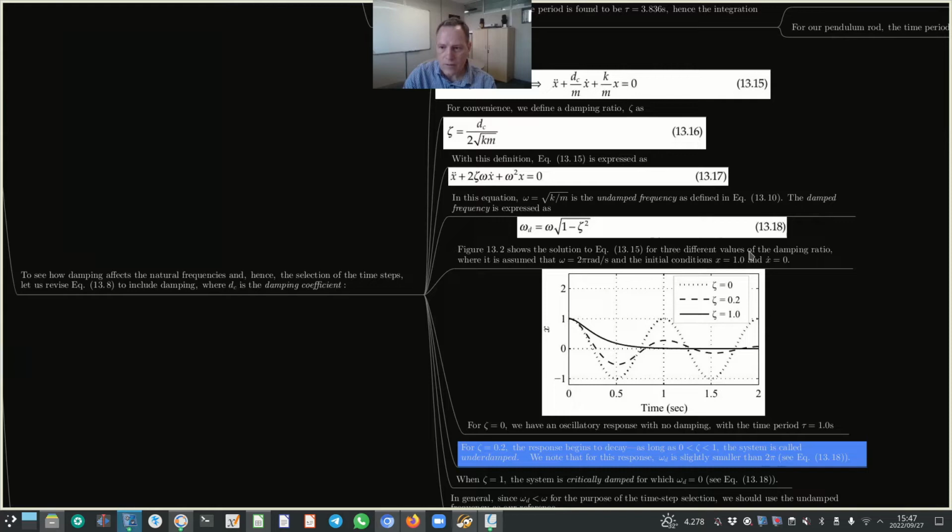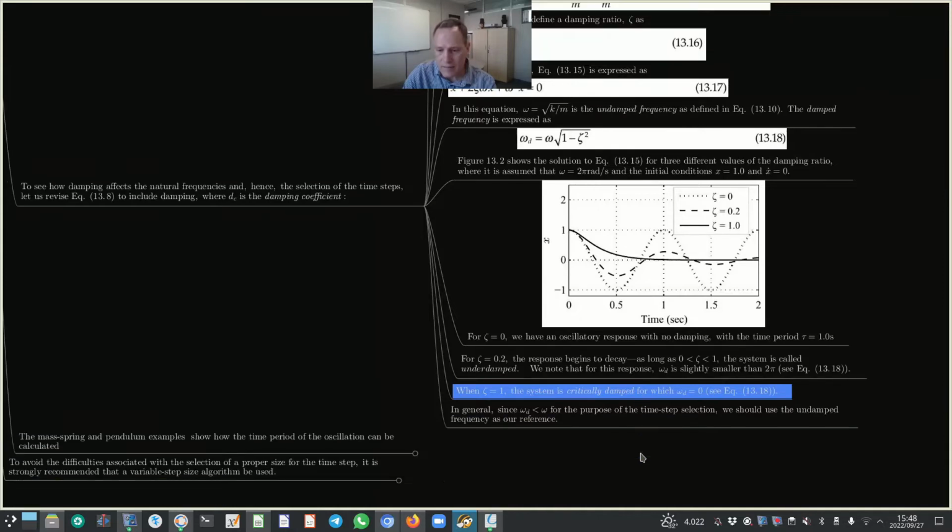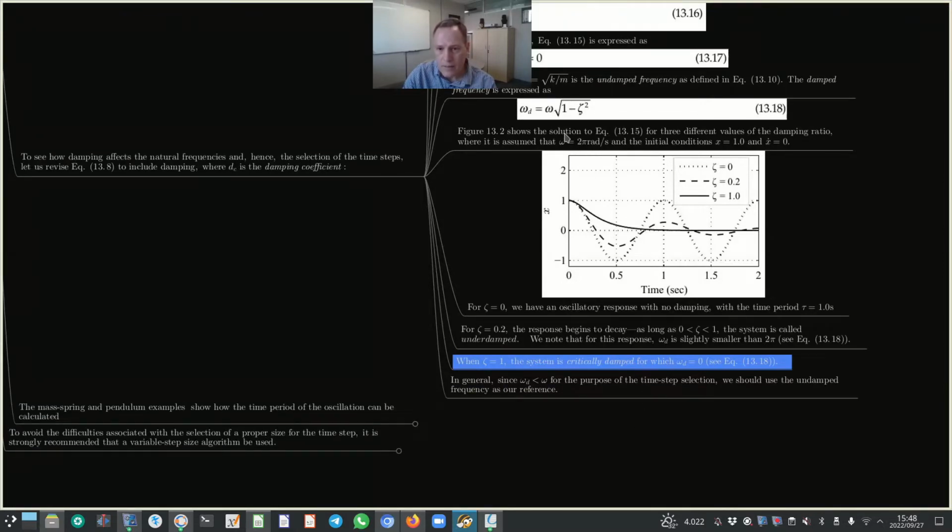Okay, and that follows from equation 13.8. The fact that zeta is between 0 and 1 will ensure that the square root of this term is also smaller than 1. So hence, our damped frequency is smaller than the undamped frequency. Now, when zeta equals 1, the system is critically damped, for which the damped frequency is then 0. If zeta is exactly equal to 1, the damped frequency is 0 times the undamped frequency, which is 0.